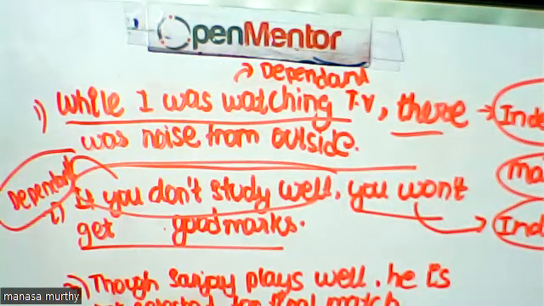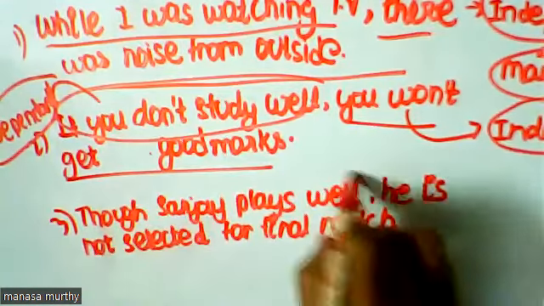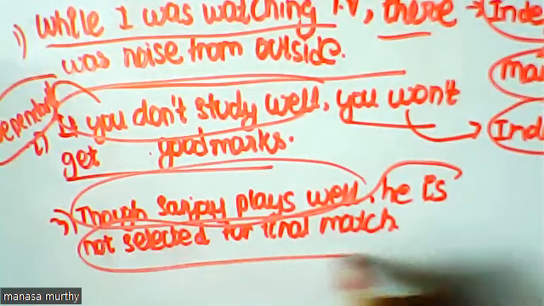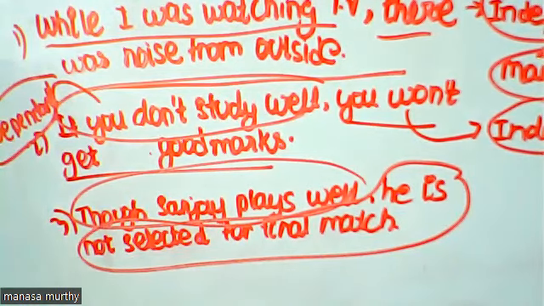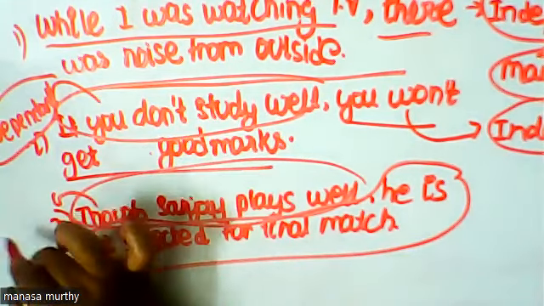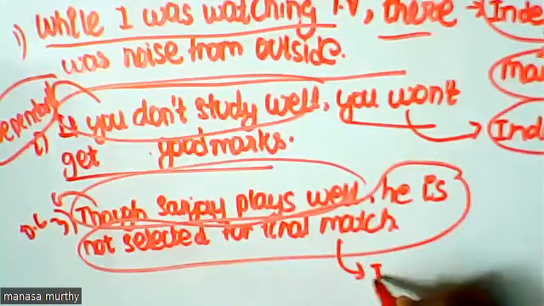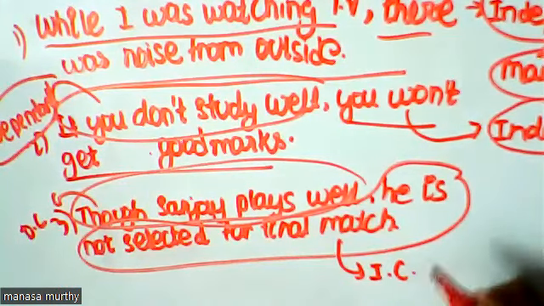Though Sanjay plays well, he is not selected for the final match. This is the dependent clause, DC. This is the independent clause, IC.